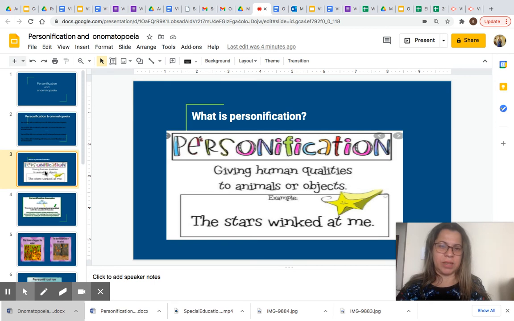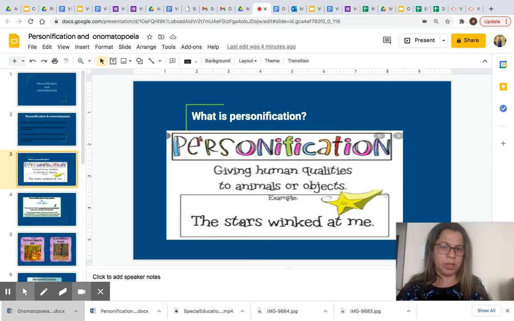First, let's start by defining personification. I want you to take a look at the word personification. What's the word that you see in the word personification? We see the word person. So what does it mean, personification? Personification means giving human qualities to animals or objects.